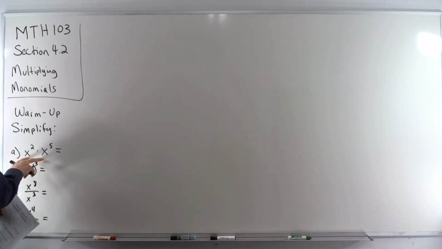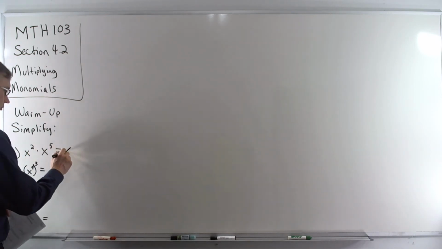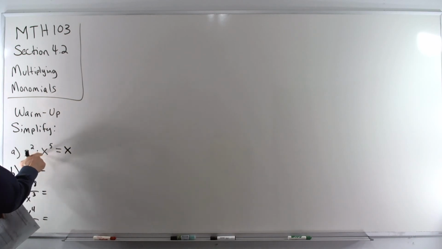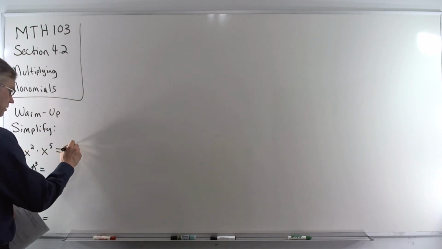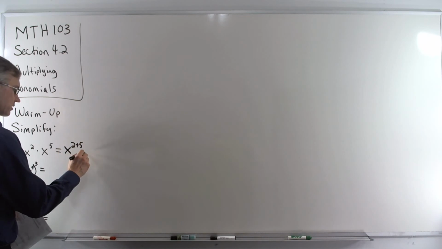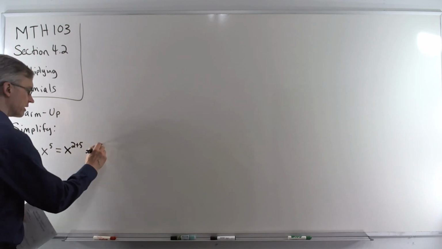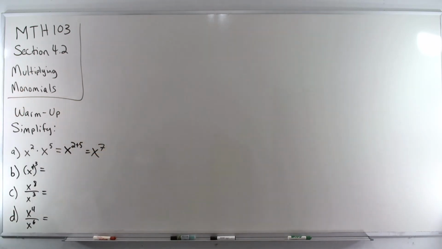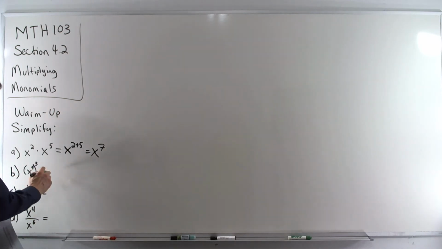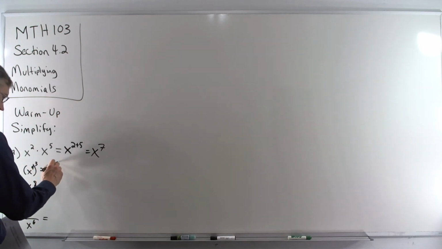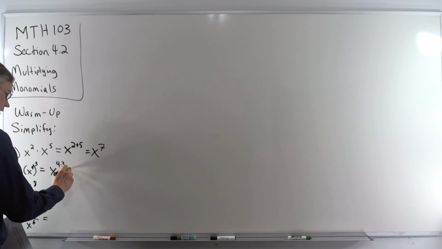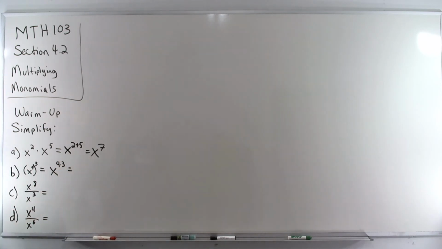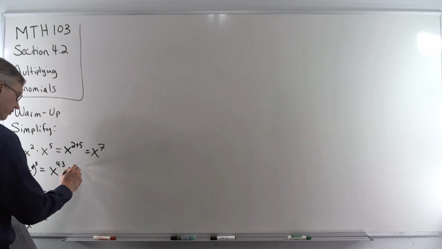All right, x squared times x to the fifth. When we're multiplying, we're going to add the exponents. So that's x to the 2 plus 5, which is x to the 7th power. Now I've got power to a power. With the properties of exponents that we learned before, power to a power, we multiply the exponents, we get x to the 12th power.